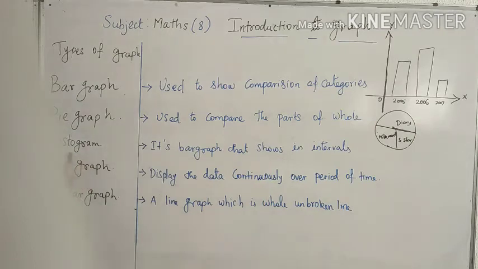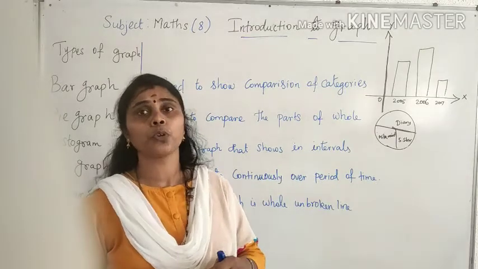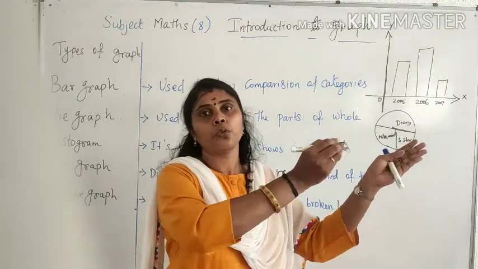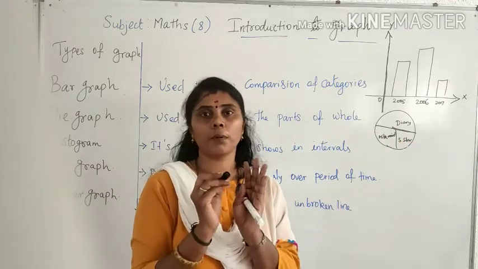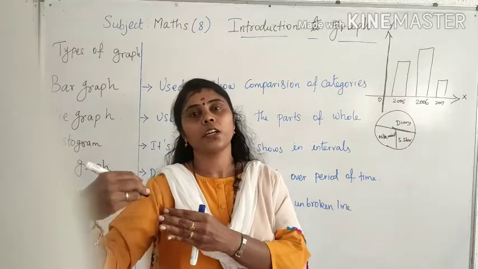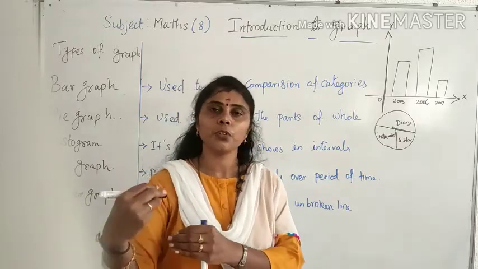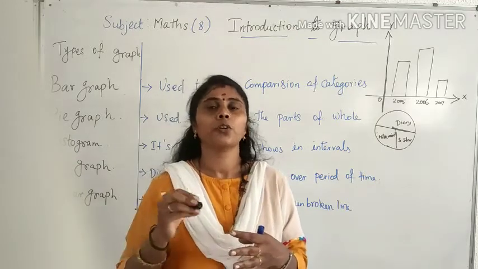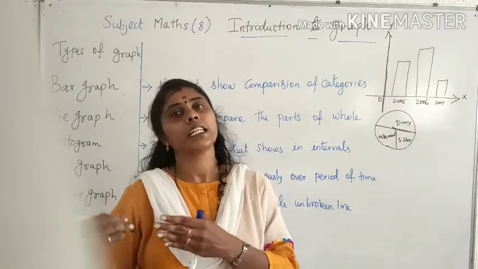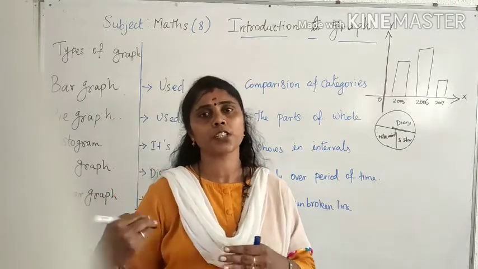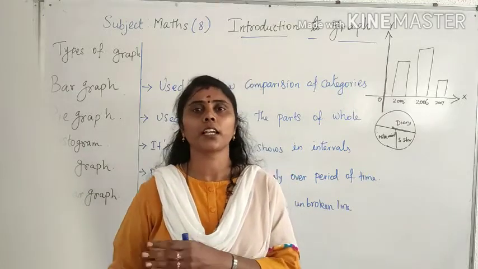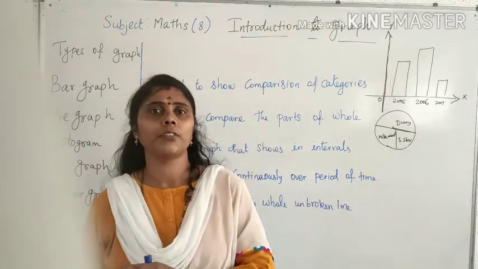Next one is the histogram. Histogram is also one of the bar graphs, where we can show the information in intervals. Intervals means from 2 to 5 I will do my homework, and 5 to 6 I will do my hobbies, or I will take rest, or I will play. And 6 to 8 again I will sit for learning, and if you want to divide 6 to 8 you can divide it. And 8 to 9 again I will watch TV, and 9 o'clock I will have dinner, and then 10.